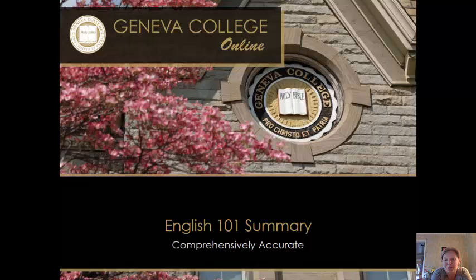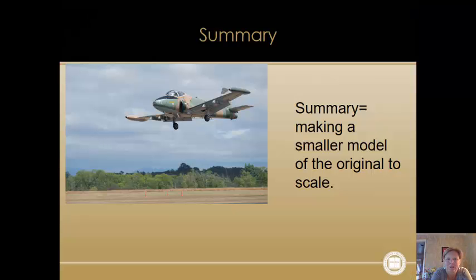So the goal is to do that as comprehensively and as accurately as you possibly can. So, summary. Summary is essentially just making a smaller model of the original to scale. So, for example, if you were to acquire a model of this particular airplane, you would want to make sure that you don't simply assemble one giant wing, no landing gear, or miss any other critical components.